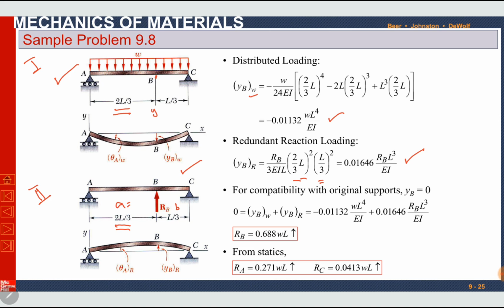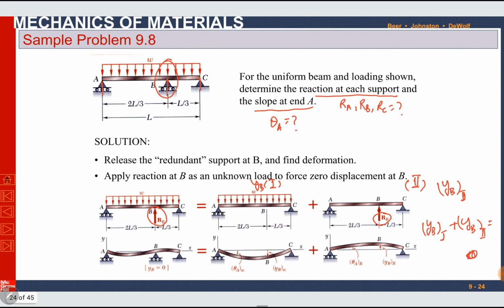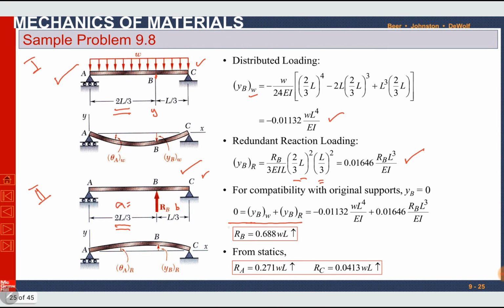Okay, we have found y at point B under load W and under load R. The sum of these two must be equal to 0 because point B has a roller support. So there is actually no y at point B, no deflection at point B. So the sum must be equal to 0, putting all the corresponding values of YBW and YBR in this expression.